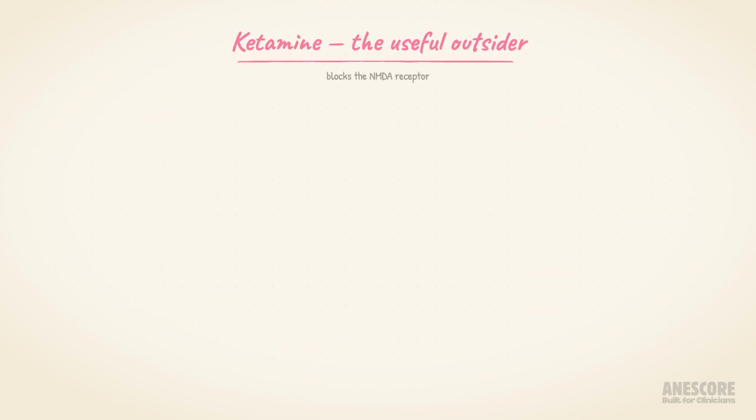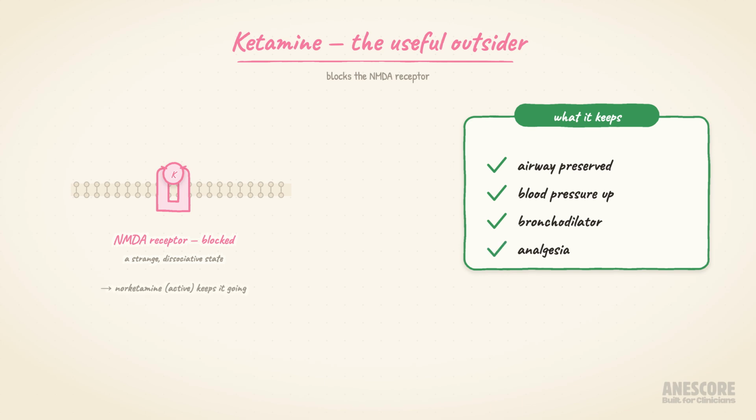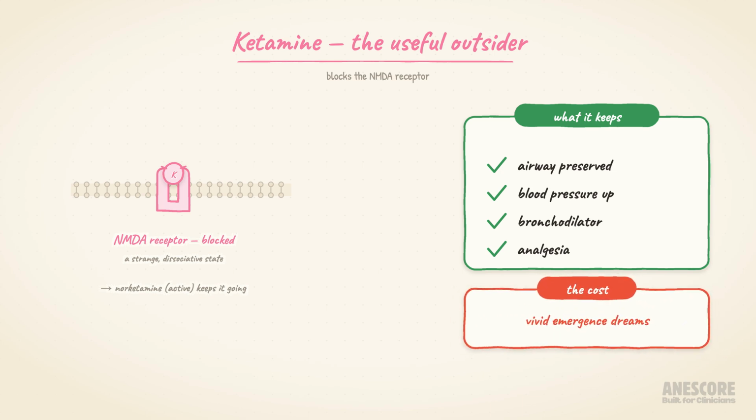And one more outsider: ketamine. It blocks a different receptor altogether, the NMDA receptor, producing a strange dissociative state, as if the mind is disconnected from the body. What makes it special in a crisis is what it doesn't do. It keeps the airway working, it keeps blood pressure up, and it can even open tight airways. So it shines in trauma, in asthma, and for painful procedures. It's metabolized to norketamine, which is itself active and keeps the effect going. The cost is vivid emergence dreams as it wears off.